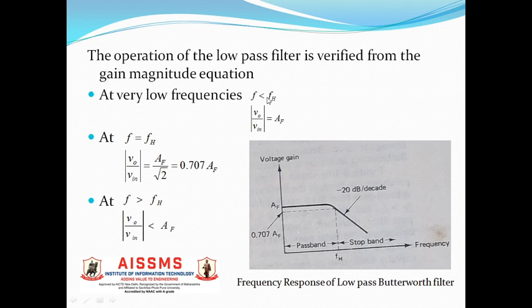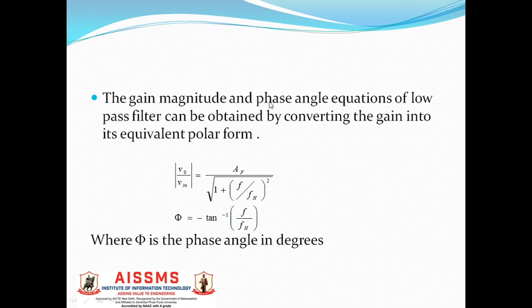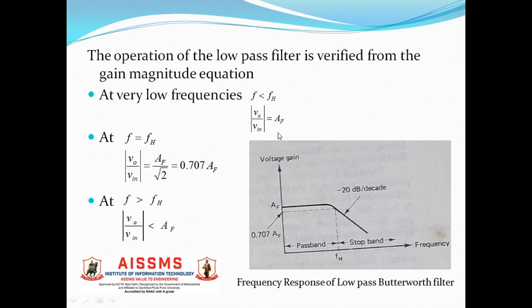Now at very low frequencies, that is F is less than FH, F upon FH, a smaller number divided by a larger number, is small, so the square is also small. So ultimately you get V0 upon Vin is equal to AF. This is for lower frequencies, right? You will see that at lower frequencies, from 0 hertz, let us see what happens at FH.